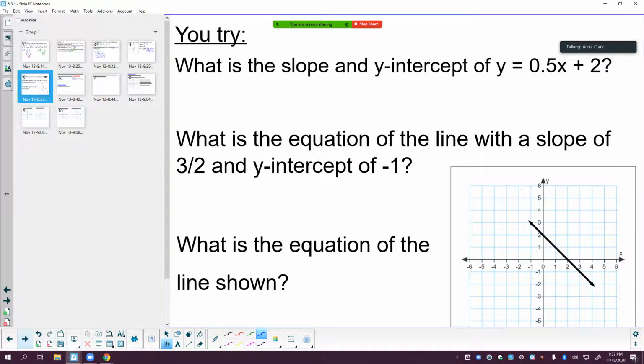Okay, so I'm going to have you try these. It's just like the ones that we just did. The first one you're telling me what the slope and y-intercept are. The second one you're telling me what's the equation that has this slope and y-intercept, and then the third one you're looking at this graph on the right. Okay, so take a minute and look at those 3 questions and see what you come up with.